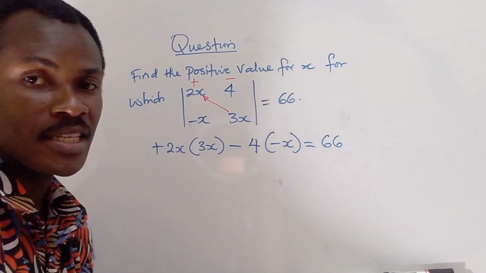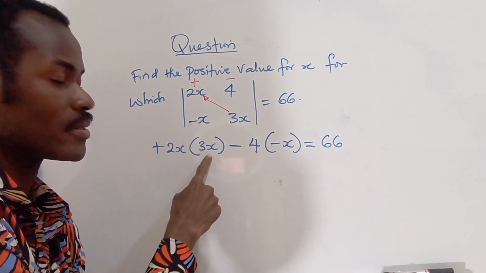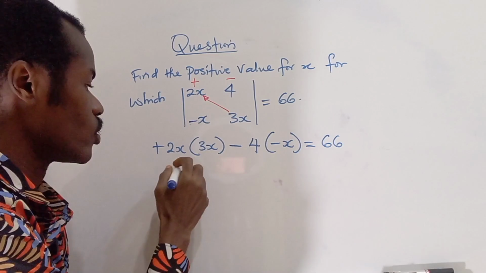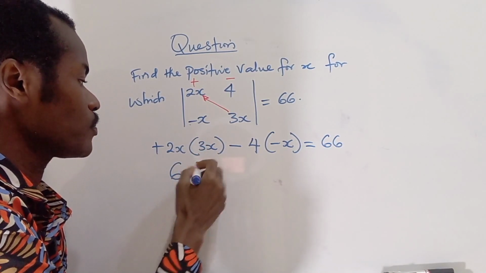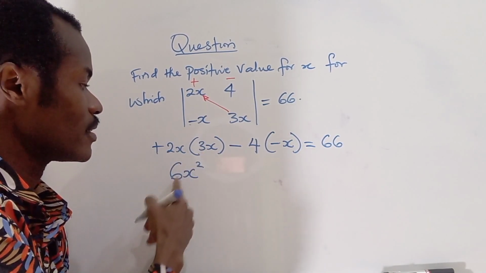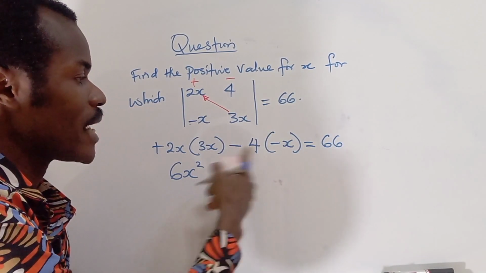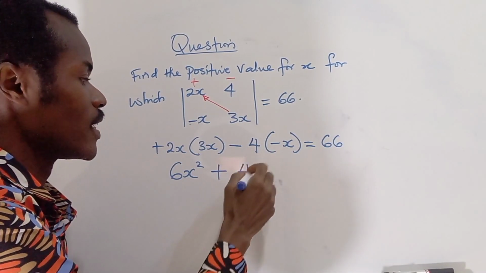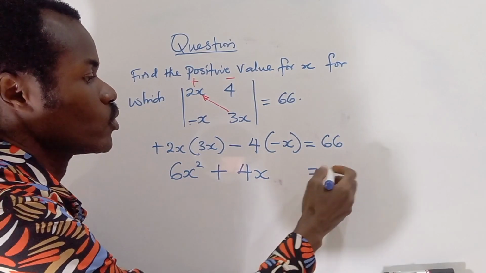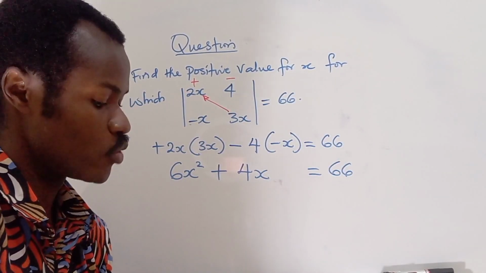This is equal to 66. Now that we have this, plus 2x times 3x is going to give us 6x squared, because 2 times 3 is 6 and x times x is x squared. Now minus times minus is plus, 4 times x is 4x, which is equal to 66. Now from this point, what do we do?